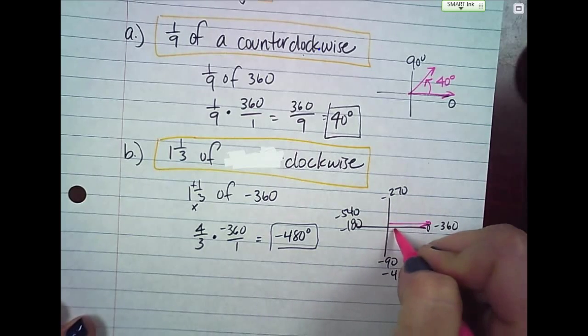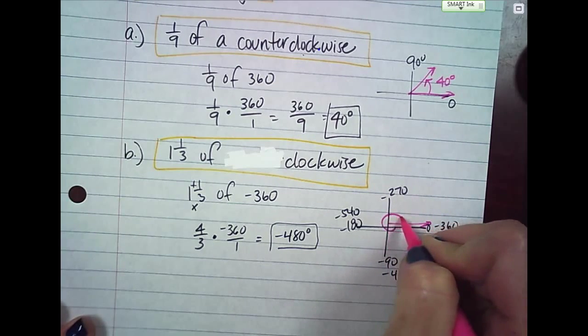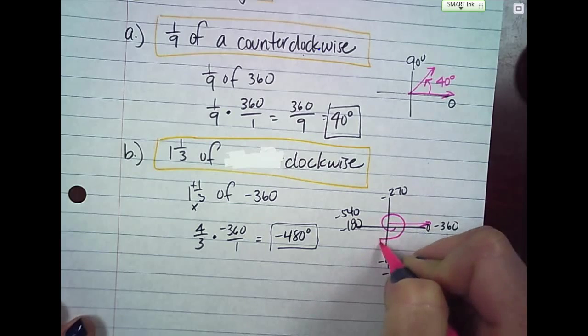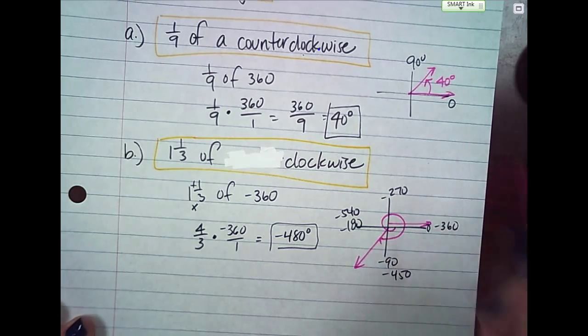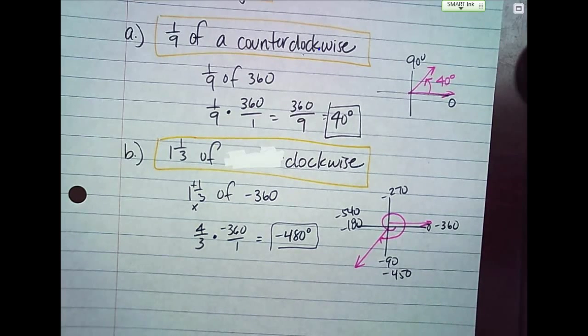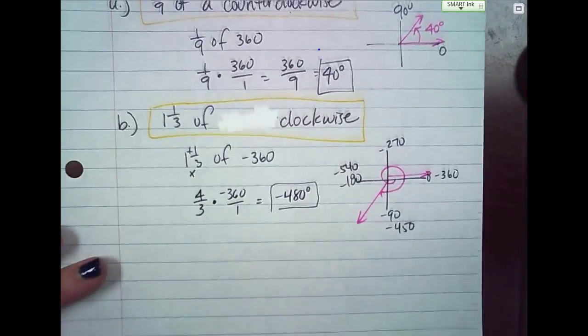Start here. Make it all the way around and then back to here. So what quadrant is that? Quadrant 3. Alright, last part.